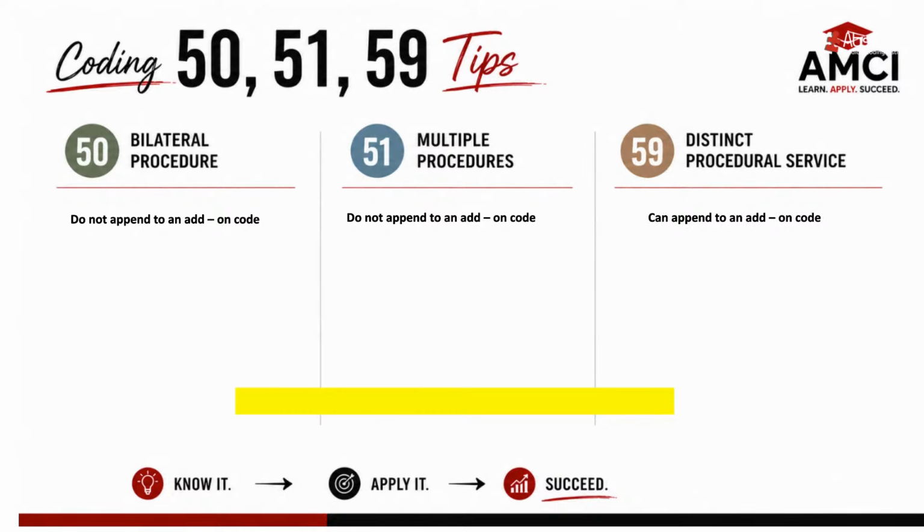Modifier 59 can be appended to an add-on code. Here's something else. 50 is appended to any bilateral procedure. So if it's bilateral and the code language doesn't specify that you can use the code for multiple procedures, you can use bilateral modifier 50. 51 is never appended to a first procedure, and so too is 59. You never append this to a first procedure. We'll just let that marinate.